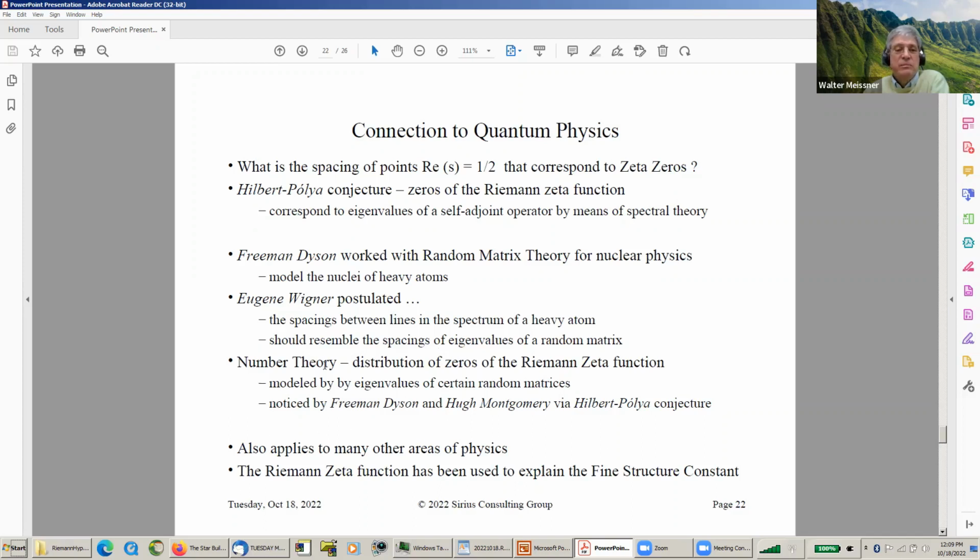So somehow the Riemann zeta function applies to quantum physics. And the other thing is, as I was researching it on the web, it's also been used to explain the fine structure constant, which is something that happens in the subatomic world.